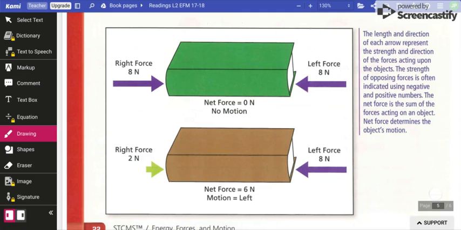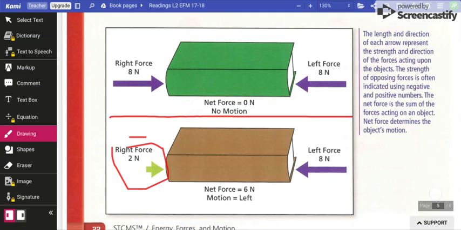Okay, so now let's look at the example down below the red line. You have a new book, and you have a right force of 2 newtons to the right. And you can actually see the arrow is a lot smaller. The length of the arrow is smaller because the force is smaller. And the arrowhead is pointing to the right.